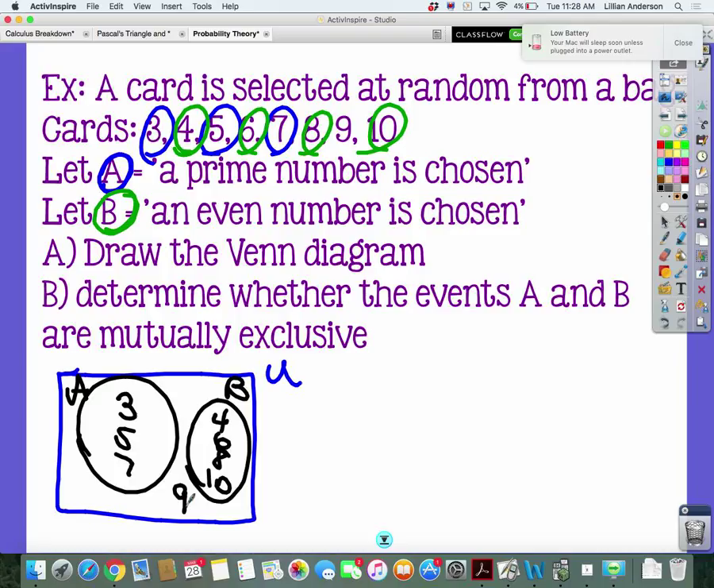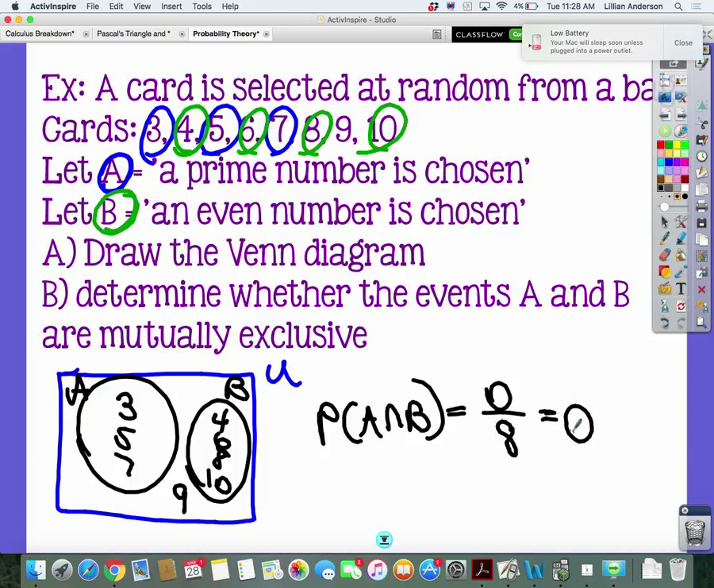Okay? So what is the probability of their intersection? 0. 0 out of what? Out of 8, the numbers that are in the card. So clearly 0 over anything is 0. Simple as that. Even just drawing a Venn diagram, you can see they have nothing in common, so automatically the probability is going to be 0. Simple enough, yes? Cool deal.